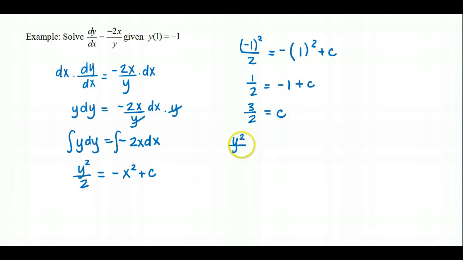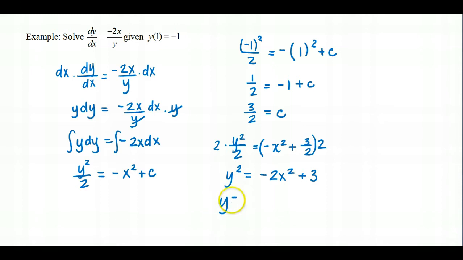So now I can substitute this constant back into the general equation. So I end up with y squared over 2 equals negative x squared plus 3 over 2. And now the last step is to get y by itself. So let's multiply both sides by 2. So now I end up with y squared equals, I'm going to distribute this 2 in, so I'll get negative 2x squared plus 3. So now to get the y by itself, I need to take the square root of both sides. So I'll end up with y equals the square root of, I'm going to rewrite this as 3 minus 2x squared.